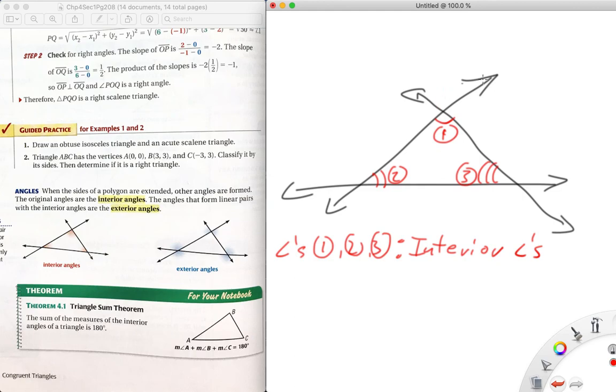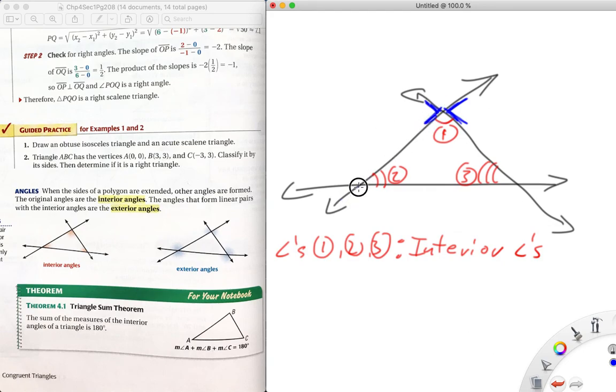Angles formed inside the polygon itself, the triangle itself. Then if we were to extend these sides out as lines, angle 1 can form a linear pair going this way, and on the other side it can also form a linear pair with angle 1.